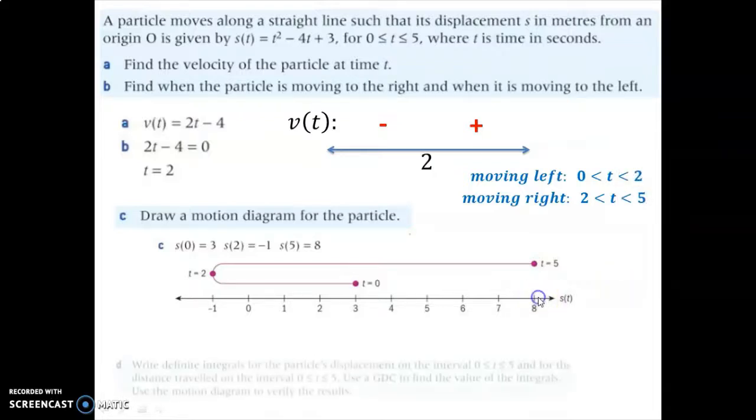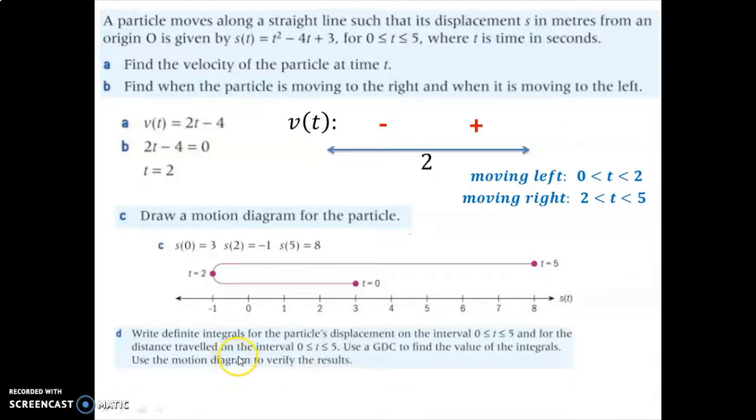Next, write definite integrals for the particle's displacement on the interval 0 to 5 and for the distance traveled. So again, we're coming back to displacement and distance traveled. So what's it going to be? And then it says use your GDC, so don't worry about calculating them by hand. Just use your calculator to calculate each of the displacement and distance.